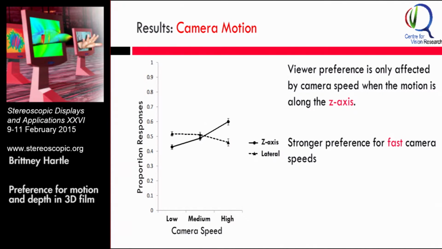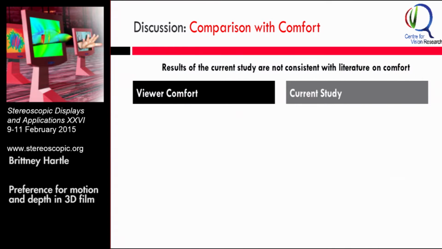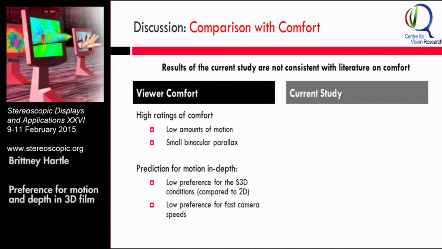Now, this result is actually quite interesting given our previous predictions based on viewer comfort. So just to recap what I stated earlier, the general consensus of the viewer comfort literature is that you tend to get higher ratings of comfort in scenes with either low amounts of motion or small amounts of binocular parallax. So based on that criteria, we would predict for our z-axis motion condition that we should see lower preferences for our 3D conditions compared to our 2D conditions, as well as lower preferences for fast camera speeds.